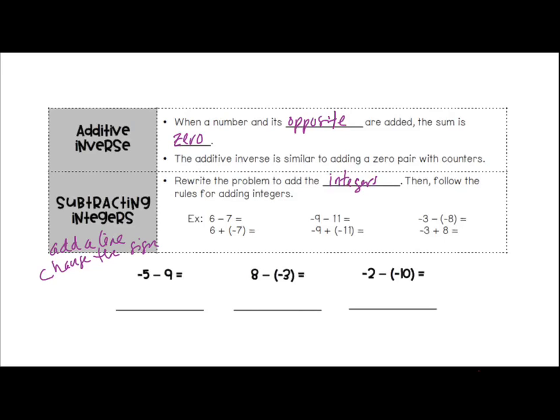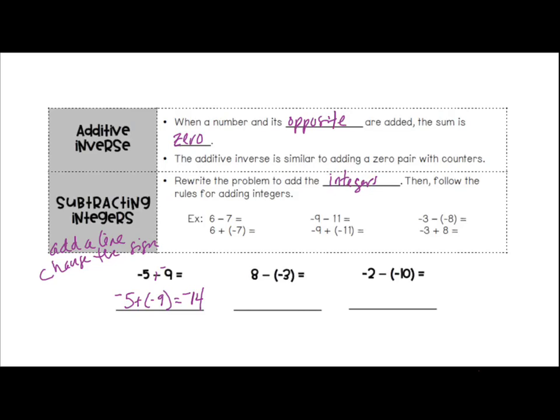So what we do is add a line to the subtraction sign and change the number that comes after it. So let's look at negative 5 minus 9, for example. That means I'm going to add a line and change the sign. So I added a line to subtraction and made it addition, and I changed the positive 9 to a negative 9. So this is really negative 5 plus negative 9. And then we just use our adding rules. The signs are the same, so my answer is going to be negative, and 5 plus 9 is 14.